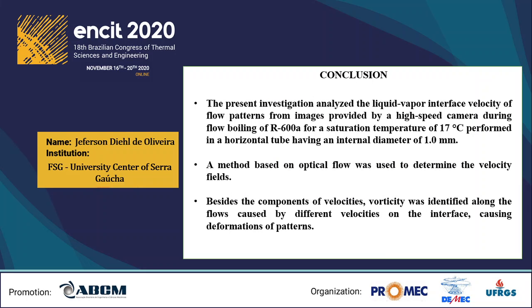The present investigation analyzed the liquid-vapor interface velocity of flow patterns using images from a high-speed camera of flow boiling of isobutane at a saturation temperature of 70 Celsius degrees, using a method based on the optical flow to determine the velocity fields and vorticity fields. Besides the components of velocity, vorticity was identified along the flows, caused by different velocities on the interface, generating deformations of the patterns.